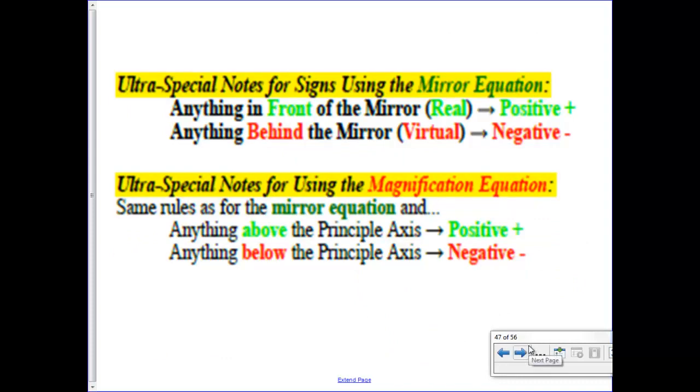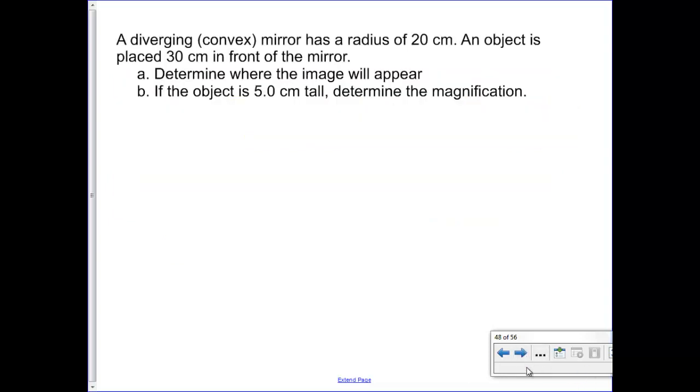Other notes here. If something is in front of the mirror, make it positive. If something is behind the mirror, make it negative. So if the focal distance is like 6 centimeters, negative 6 centimeters? If it is a convex mirror, it would be negative 6 centimeters. Yeah. So let's try one here.